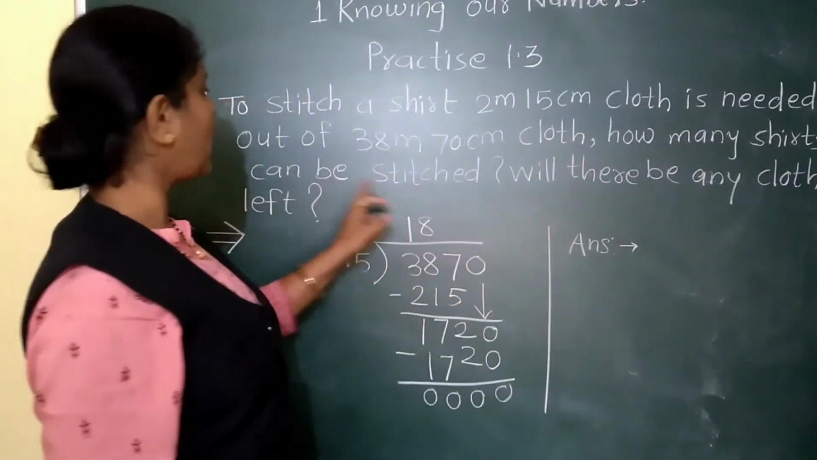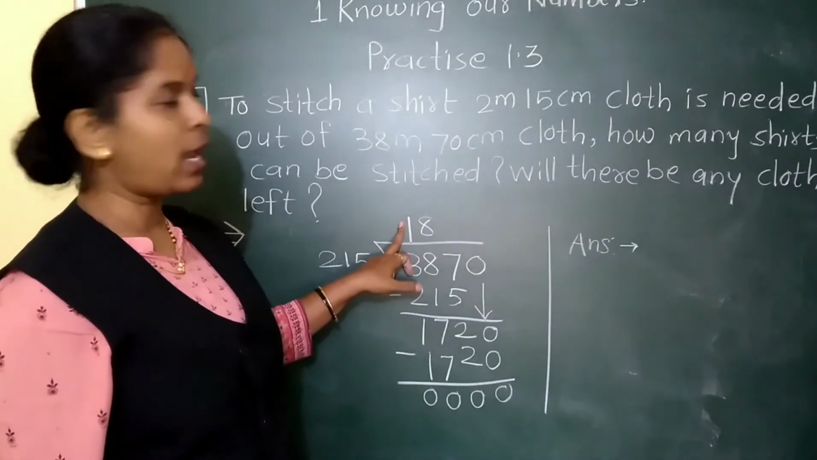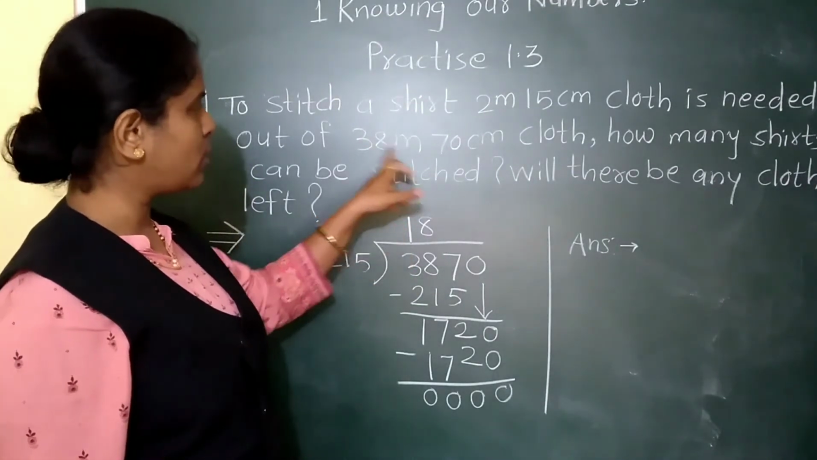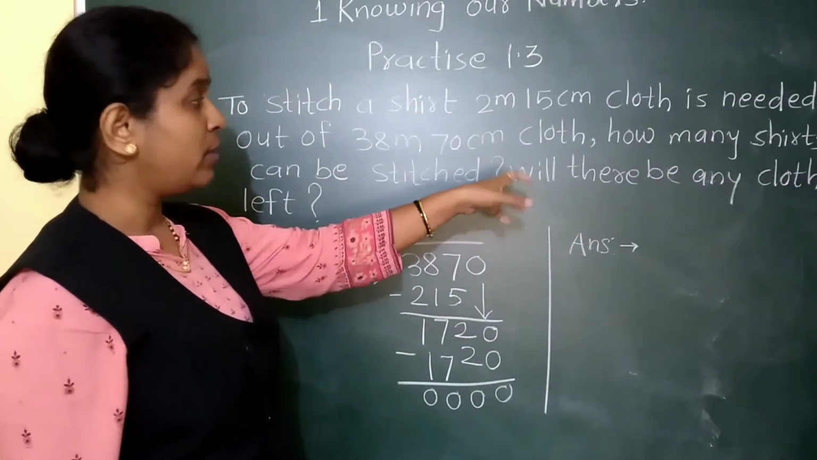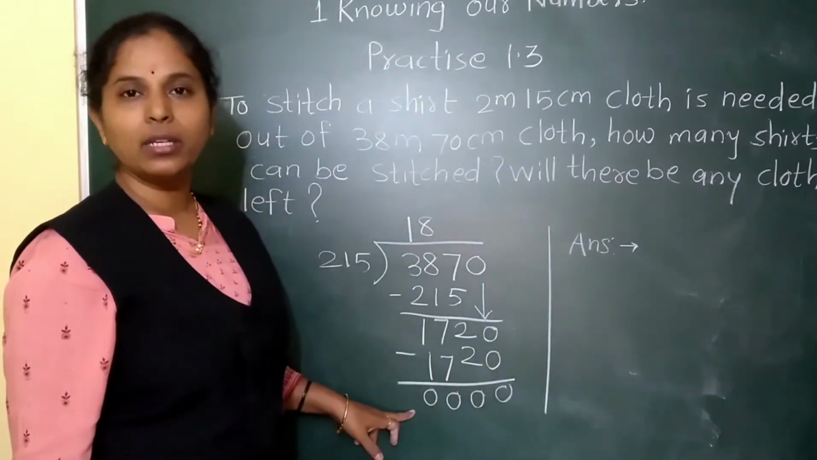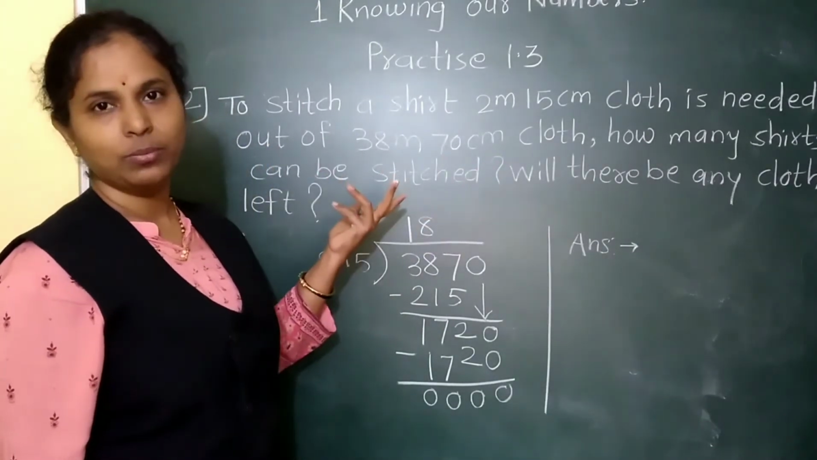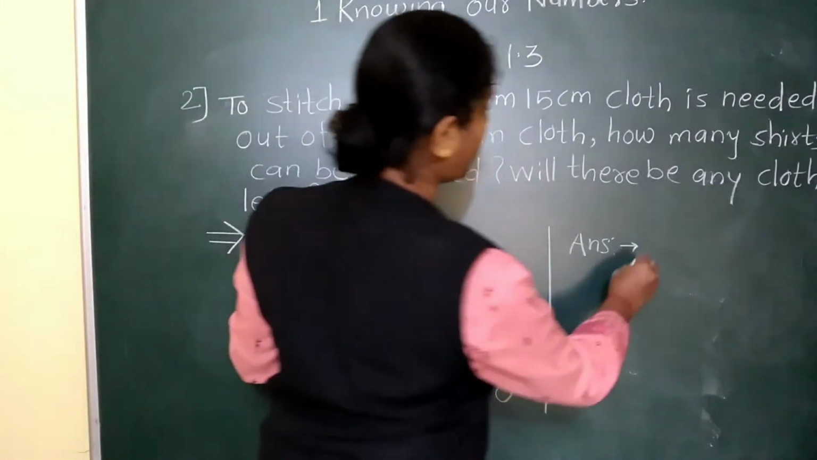Therefore, how to write the final answer? How many shirts can be stitched? 18 such shirts can be stitched with this cloth. And next is, will there be any cloth left? Now see, what is the remainder? 0. So will there be any cloth left? No.